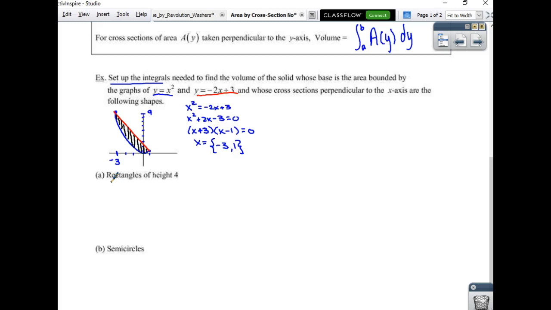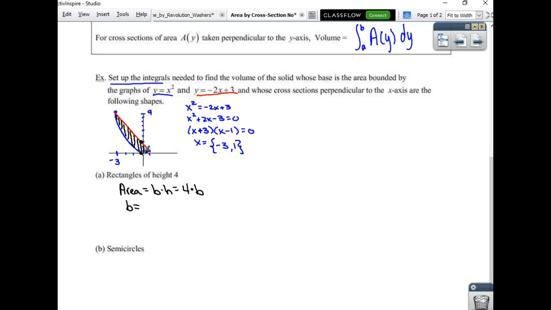So let's start with this first thing, a rectangle of height 4. After I've drawn my picture and identified all of this, I'm looking at rectangles of height 4, and I want to know what the area function is for this. Well, the area of a rectangle is base times height, and they tell me the height is 4, so this is just 4 times the base. So I've got to figure out how long the base is going to be. And the base is going to be that distance from some point above to some point below.